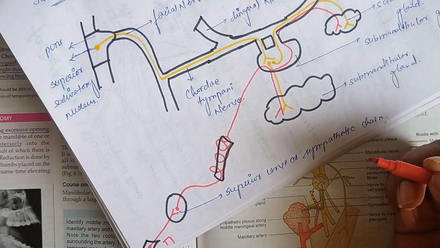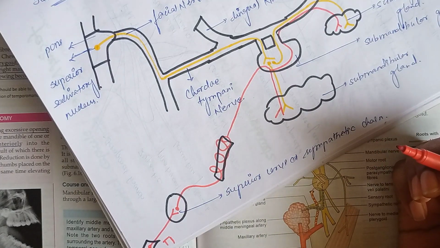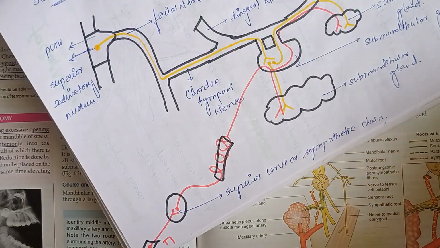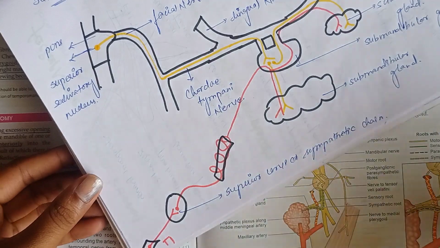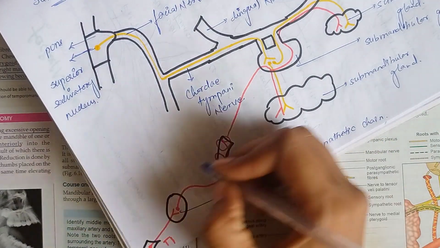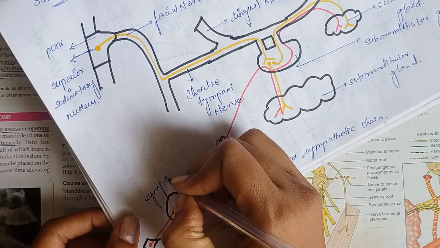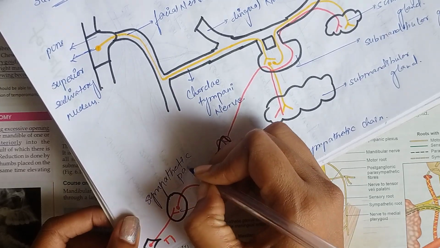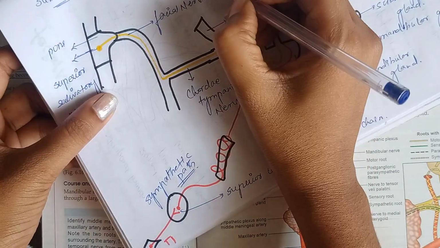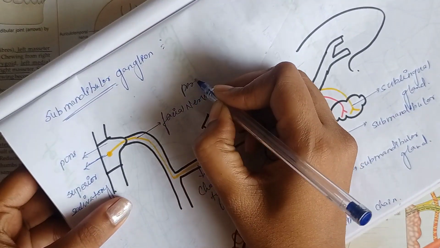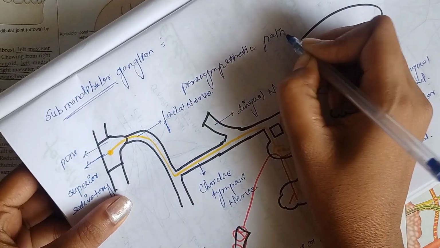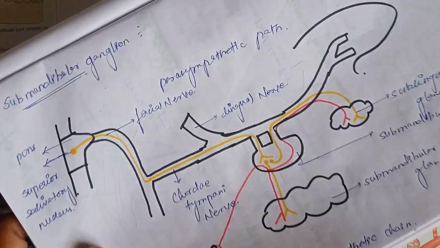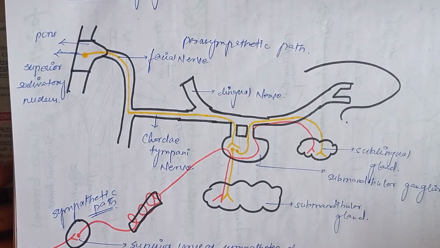The sympathetic fibers also supply the sublingual gland. This is the sympathetic route, and there is another route called the sensory route, which is supplied by the lingual nerve. These structures constitute the sympathetic path, and these constitute the parasympathetic path. So this is the ganglion. Let us see it more clearly in our notes.